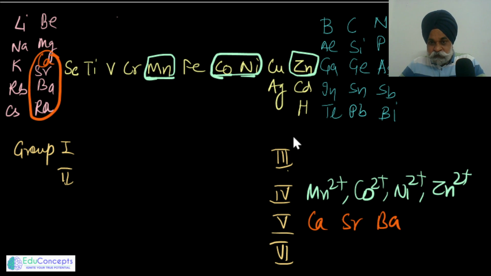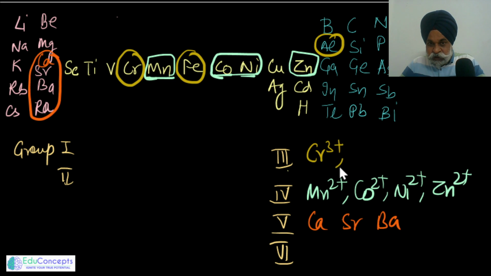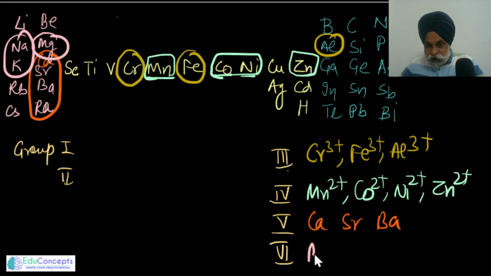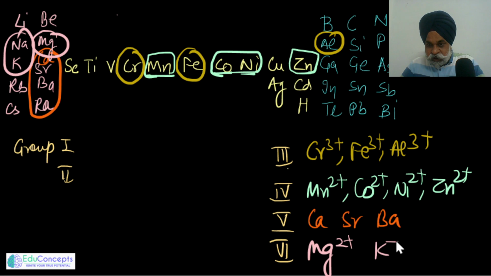And similarly, if you see group number 3, you have to take into consideration chromium, iron, and from here aluminium. So here you have chromium 3 positive, iron 3 positive, Al 3 positive. These would fall under group number 3. And group number 6 would belong to magnesium, sodium and potassium. So this way I have almost done everything.